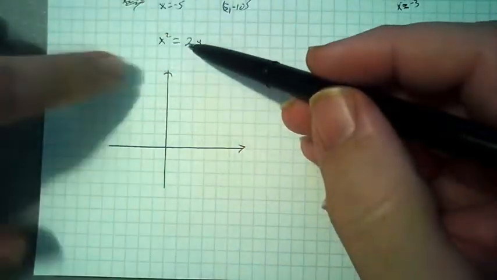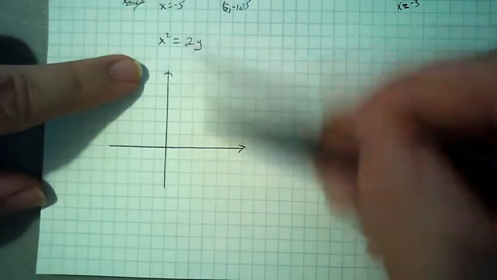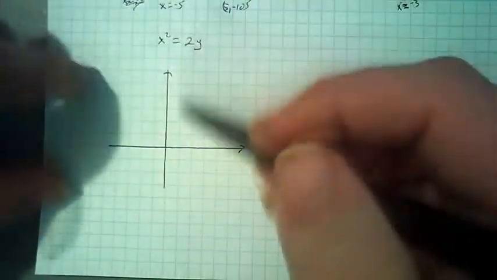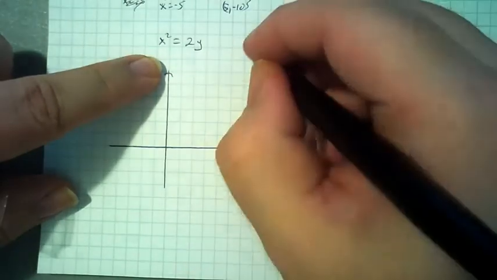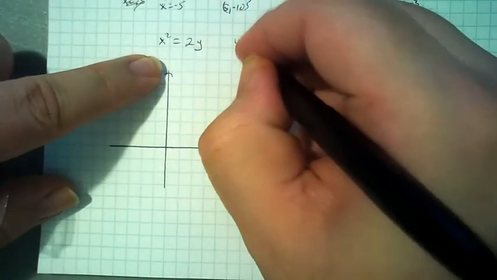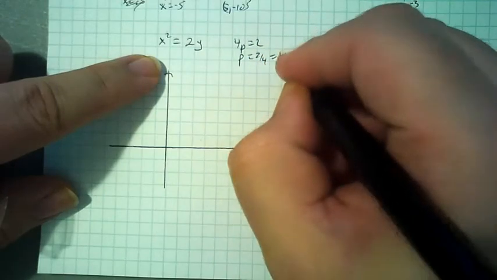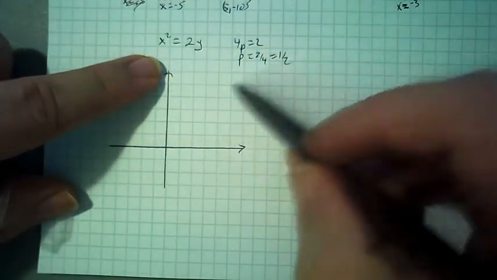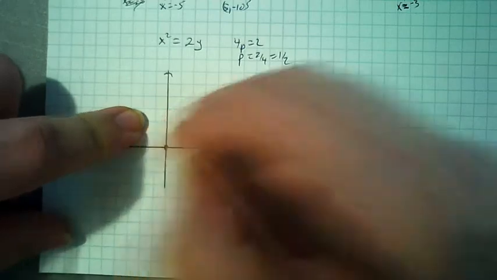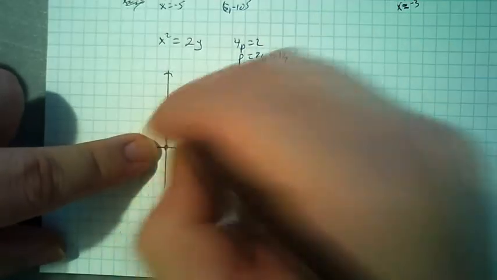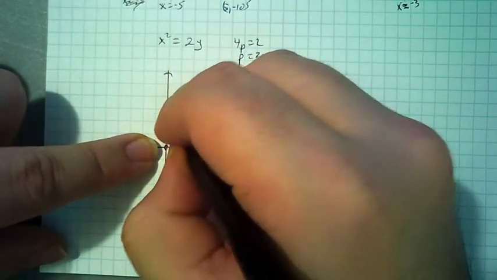In this case, P is positive for sure, because this number is positive, so it is going to open up rather than down. But 4P has to equal 2, which means P is actually 2 divided by 4, or 1/2. So the focus is going to be very close to my vertex. My vertex is at 0, 0. My focus is at 0, 1/2.